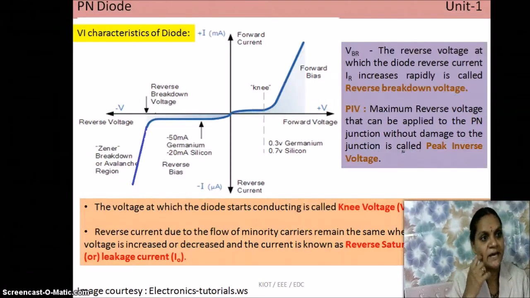And the next is the characteristics of diode, VI characteristics of diode. Why is it called VI characteristics? In the sense, we are taking voltage on the x-axis and current on the y-axis, and we are plotting the performance of the diode under forward bias and reverse bias. So this is the VI characteristics of diode.